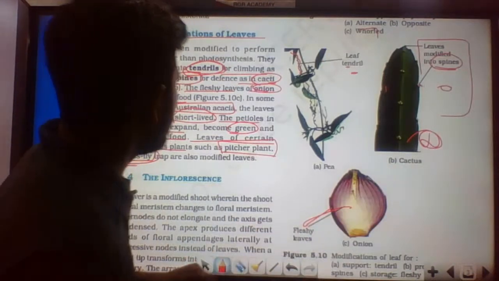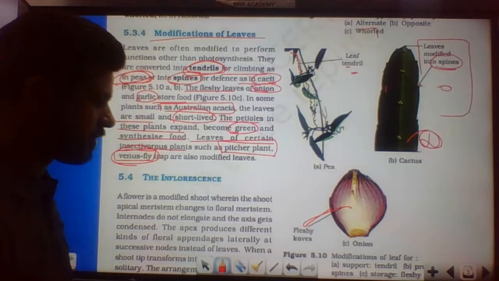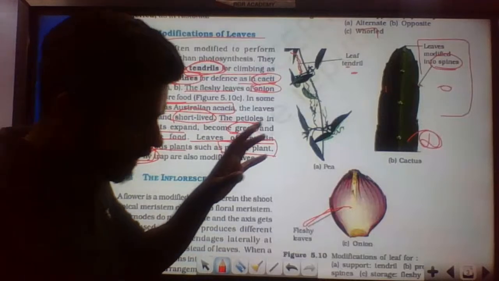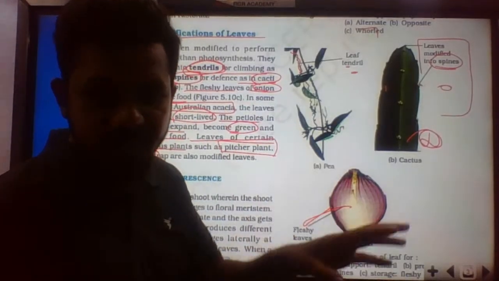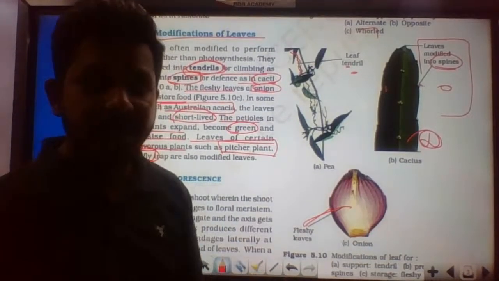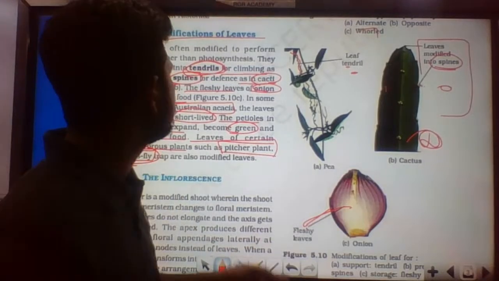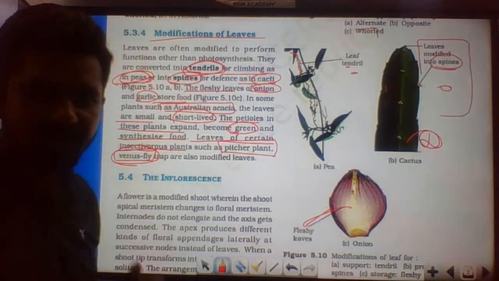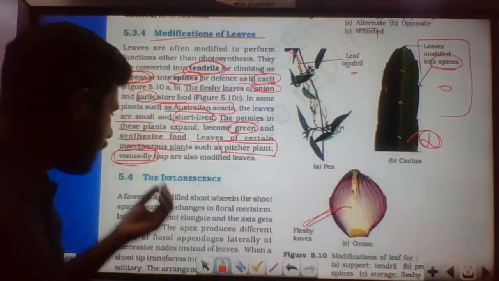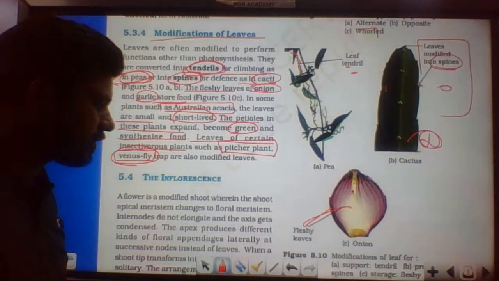Now we are moving into the next important part, that is inflorescence. So far we discussed leaf: the characteristic features of leaf, the different parts of the leaf and their characteristic features, the phyllotaxy, and finally we completed the modification of leaves. Now we are moving into the next one, that is inflorescence. Let me discuss inflorescence and their types.